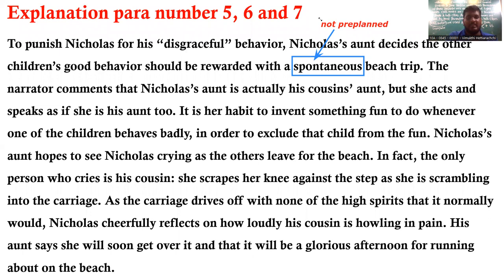For Nicholas, definitely she is an aunt. But for the girl cousin and the boy cousin, definitely she is the mother, right? Definitely she is the mother. But can you realize that she does not pay any attention to the needs and wants of children?